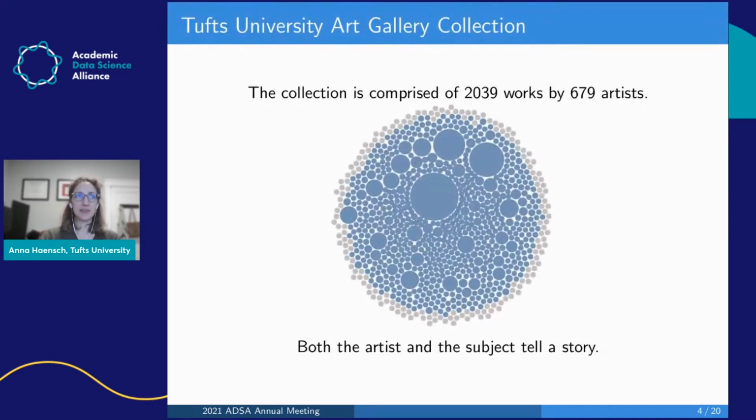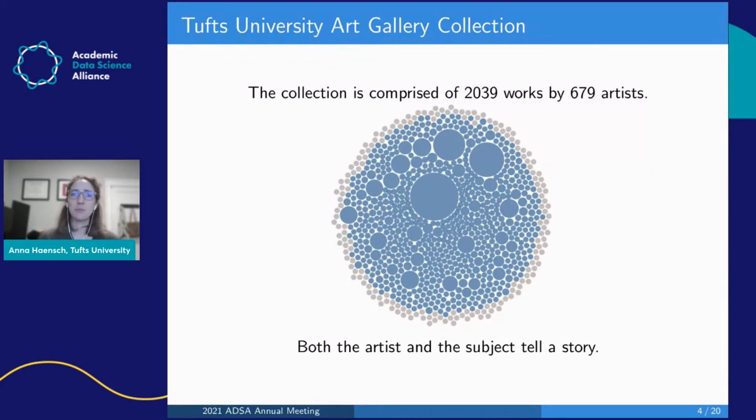So to begin with the collection, the Tufts University Art Gallery collection is comprised of 2,039 works by 679 unique artists. And both the artists and the subject tell a story. In this visualization, you see one dot corresponding to each of the 679 artists. Blue dots are artists who have names, and gray dots are artists whose names are unknown. And the size of the circle corresponds to the number of works that a certain artist has in the collection.